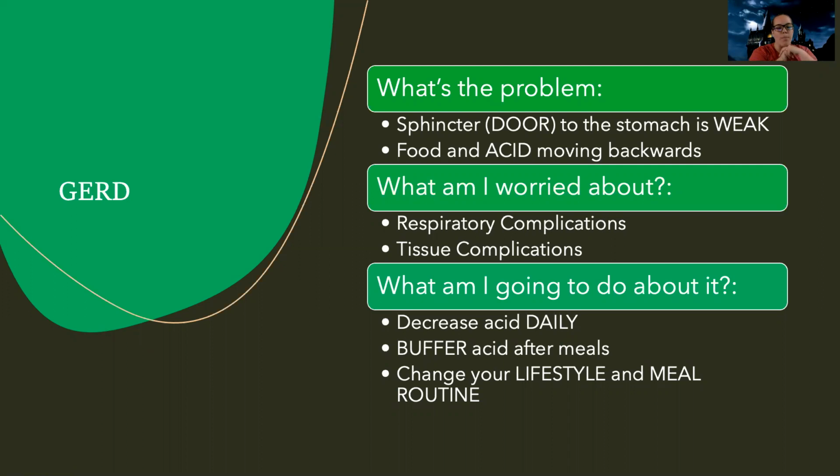So I'm really going to be worried about respiratory complications, because they can have a higher risk of aspiration, and then also tissue complications. They can have breakdown of their esophagus, what's known as Barrett's esophagus, which can lead to cancer. So what are we going to do about it? I'm going to give them medications that help decrease their acid load as a whole daily. I can also give them medications to help buffer acid after they eat. And then changing their lifestyle and meal routine can also make a big difference.